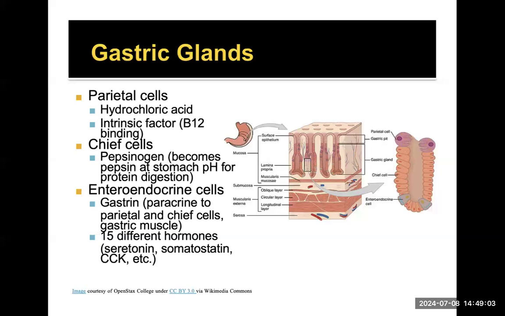And then we have enteroendocrine cells, like gastrin or G cells that release gastrin. And then some other hormones. So there's 15 other hormones like serotonin, somatostatin, and CCK that all help with digestion.